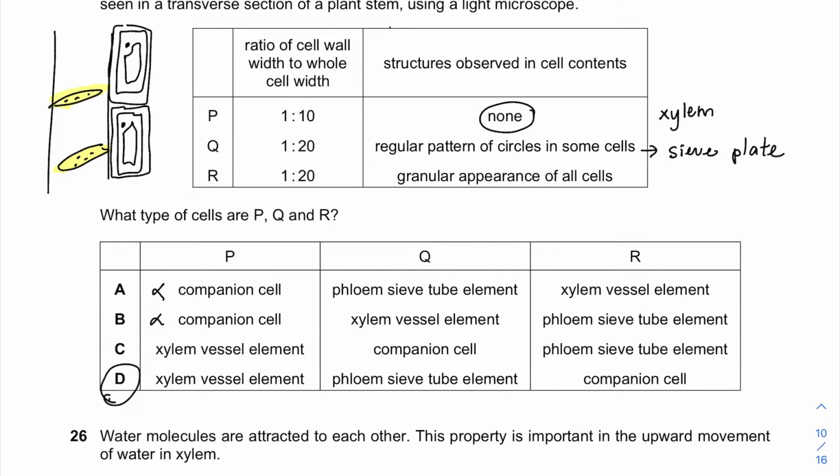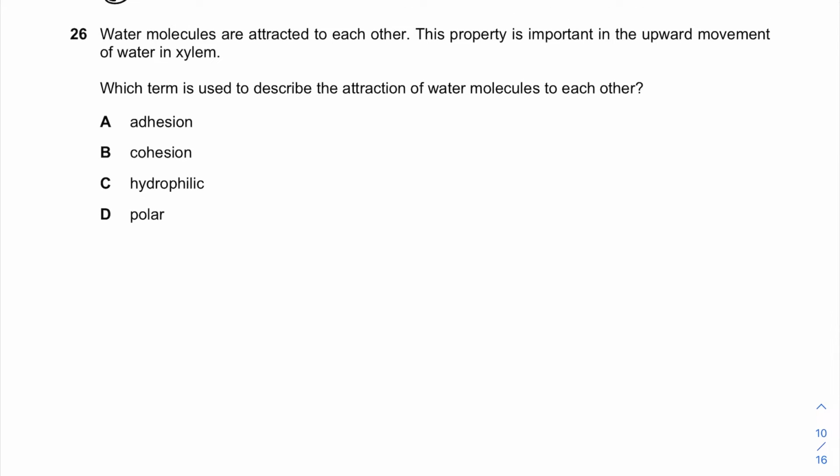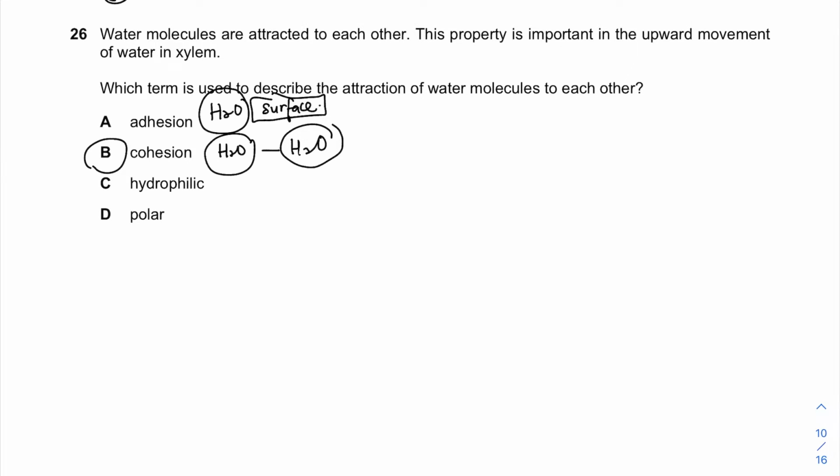Question 26. Water molecules are attracted to each other. This property is important in the upward movement of water in xylem. Which term is used to describe the attraction of water molecules to each other? That is definitely cohesion. Cohesion is the attraction between one water molecule and another water molecule. Adhesion is always between water and a surface, like towards the wall of the xylem vessel. Hydrophilic is when a non-water substance is attracted to water, and has the same meaning as polar.